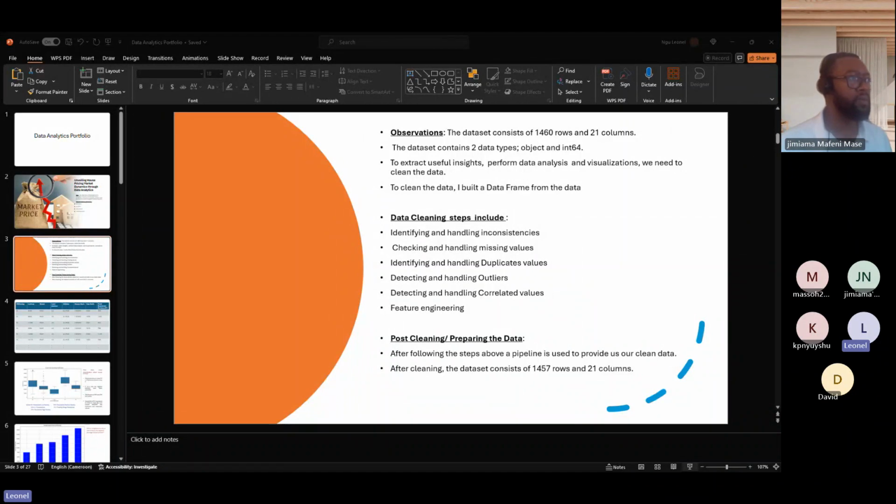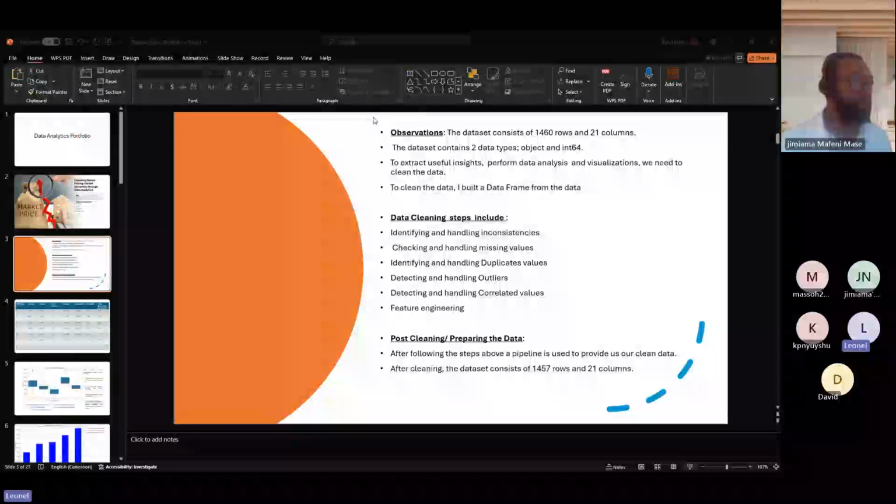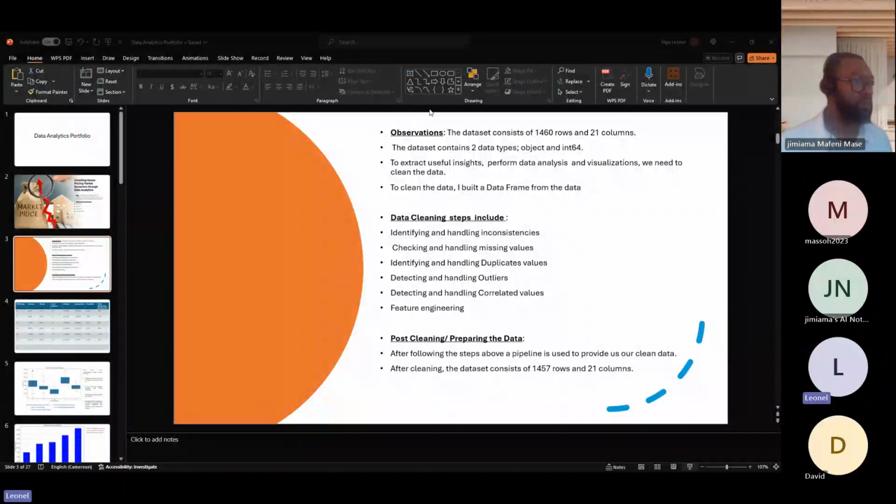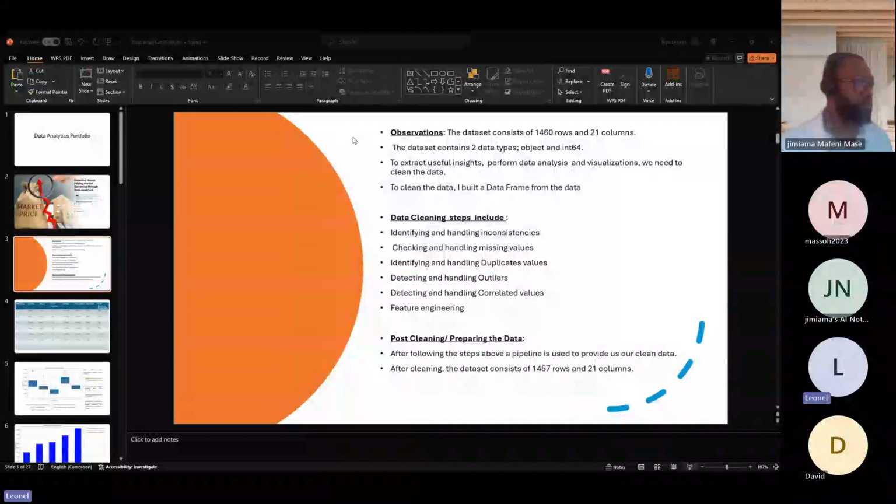Now, when you get the data, you have to observe what the data is about. The data contain 1,460 rows with 21 columns. It was mostly made up of two data types: object and integers. And in order to extract useful insights, we needed to clean the data. So to clean the data, I had to build a data frame from the data.